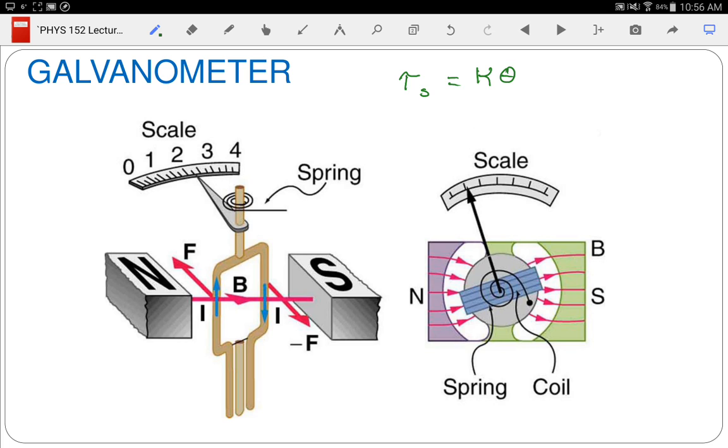And of course the torque for the coil is equal to I times NBA times sine theta. Now you notice one has sine theta and one has theta. For small angles, sine theta is approximately theta. So if it only moves by 5 degrees or so, the angle that it moves tells you what the current is. If it moves by 15 or 20 degrees, then you lose that linearity and you're going to have a varied scale. So to have a uniform scale like it shows here, it has to rotate only about 5 degrees or so.